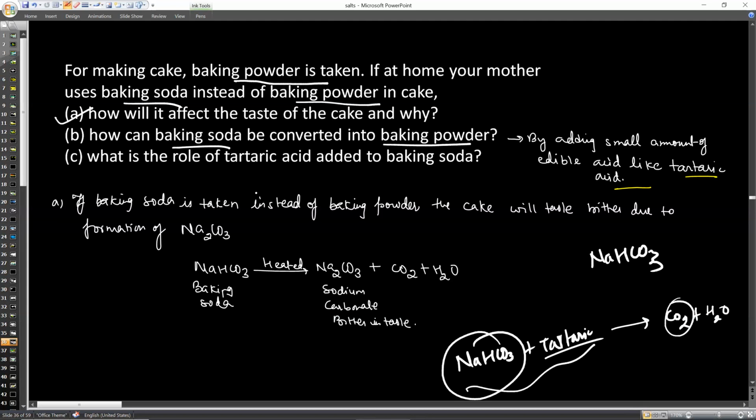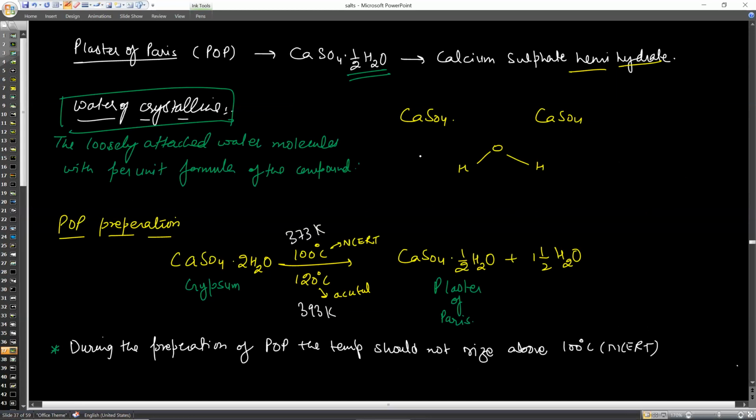Got it? And what is the role of tartaric acid added to baking soda? We have done that it helps in the release of carbon dioxide, which helps in making the bread fluffy. And secondly, it neutralizes the bitter taste of baking soda. Don't get confused between soda and powder.